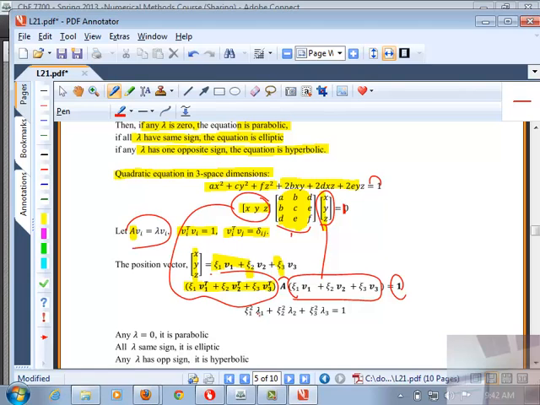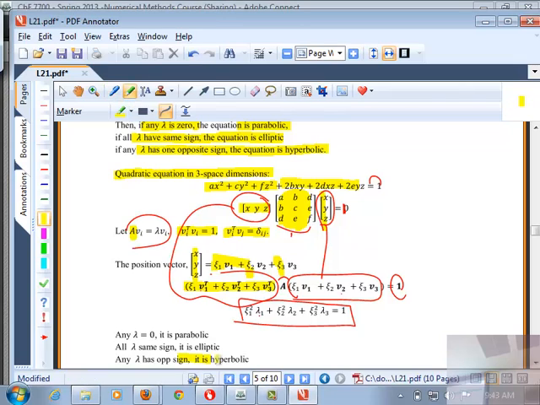Once again, if all the eigenvalues are the same sign, then that's going to be an elliptic problem. It's an ellipse, an ellipsoid I should say, in three-dimensional space. So if any of them change sign, then it is hyperbolic. If any one of them is 0, it represents a parabola. So this is from a quadratic curve in 2 space dimensions and 3 space dimensions, and that provides us the basis for classifying the partial differential equations.